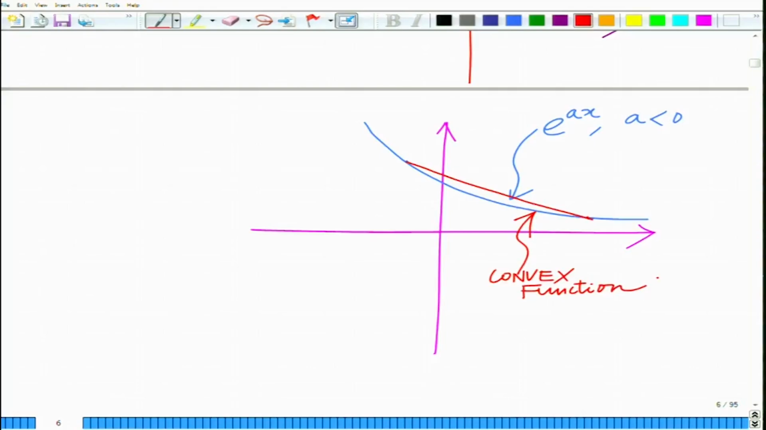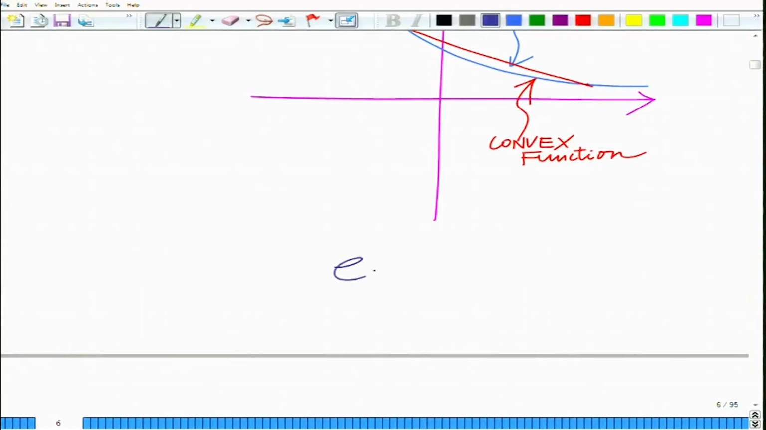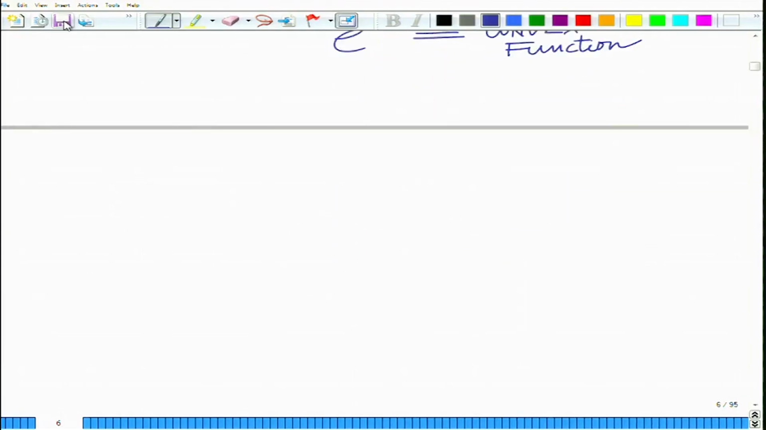convex function. And of course, if a equals 0, this becomes e raised to the power of 0, which is 1, which is again a convex function. So, one can say e raised to the ax in general for any real value of a is a convex function. Okay. So, one can conclude that the exponential function for any value of a is a convex function. If a is less than 0, it is decreasing. If a is greater than 0, it is increasing. Okay. But in any case, it is a convex function. Let us look at the power.